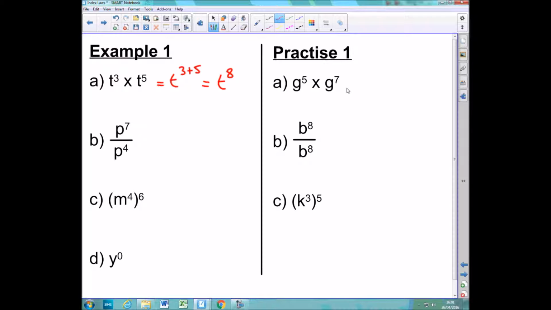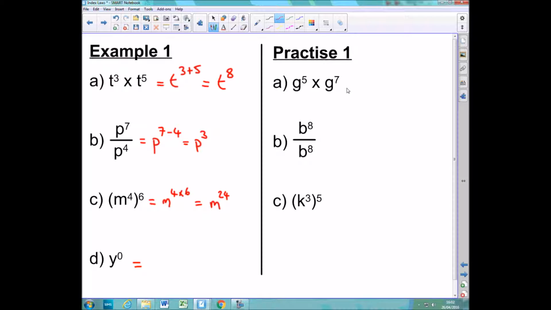Now here again I've got the same base, this time it's p, and when I divide powers I can simplify it by minusing them. So I've got p to the power of 7 minus 4 because they're being divided, and I get p to the power of 3. Question C here, you can see that I've got a power then raised to another power after this, and the index law for this tells me that I've got to multiply my two powers together. So here I've got m to the power of 4 times 6, and that is m to the power of 24.